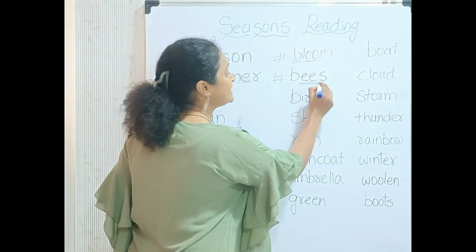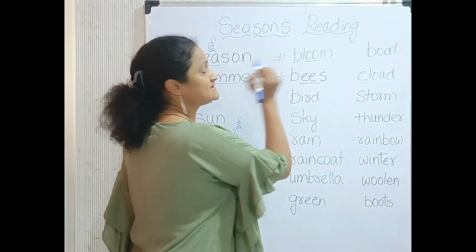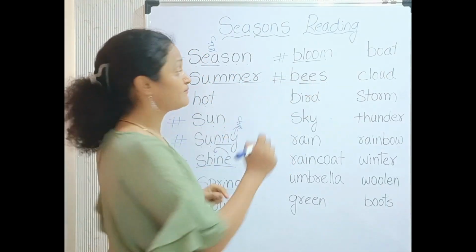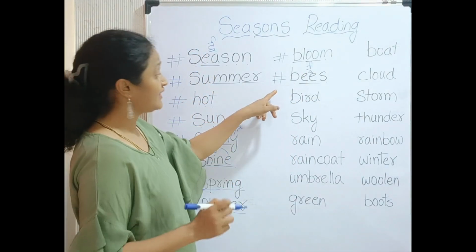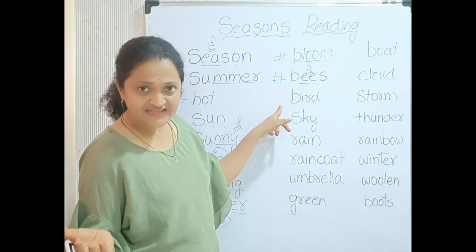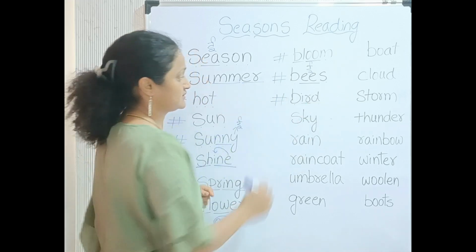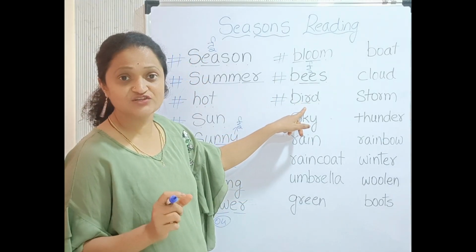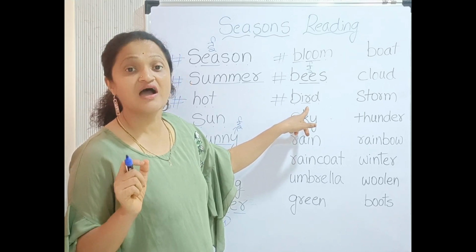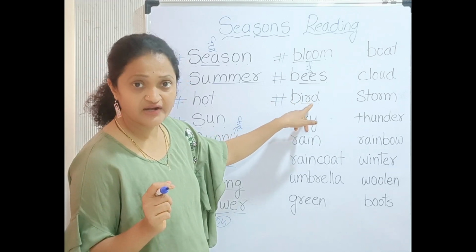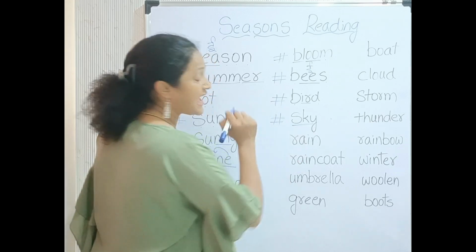B, E, E, S. Bees. Double E makes the sound E, long E. And birds fly in the sky. Bird. B-I-R-D. Bird. I-R. It's called R-controlled word. I-R sound is R. Bird. Sky.